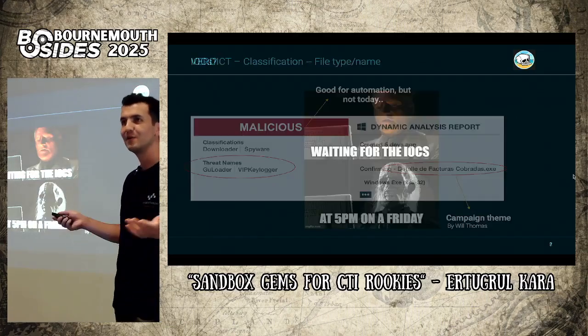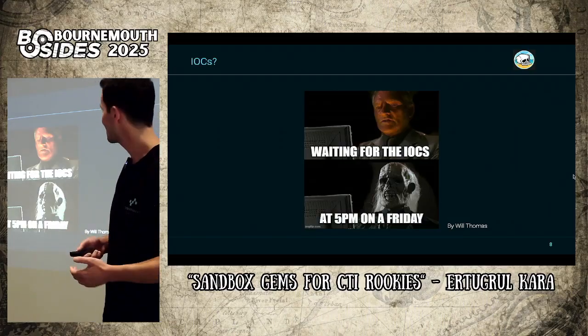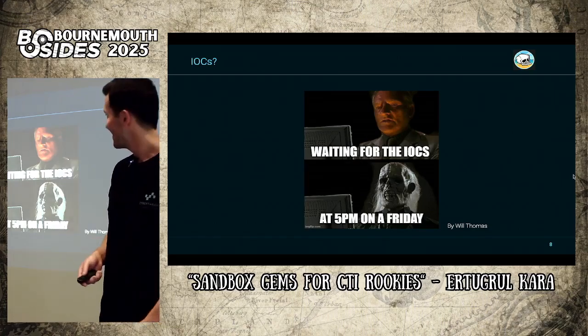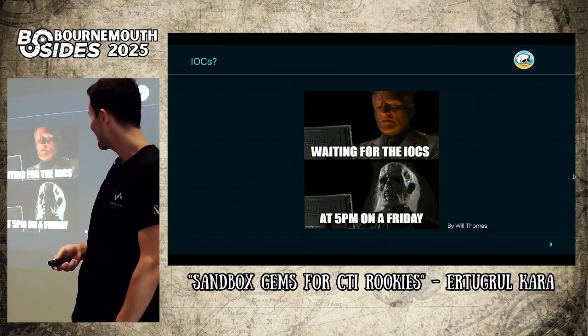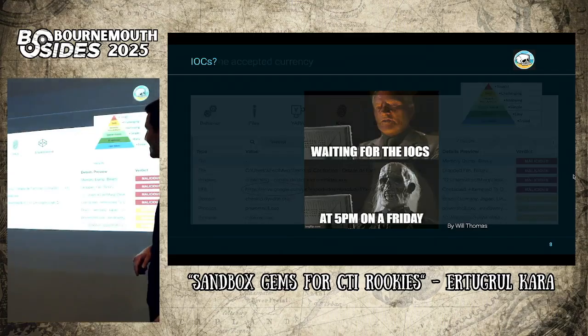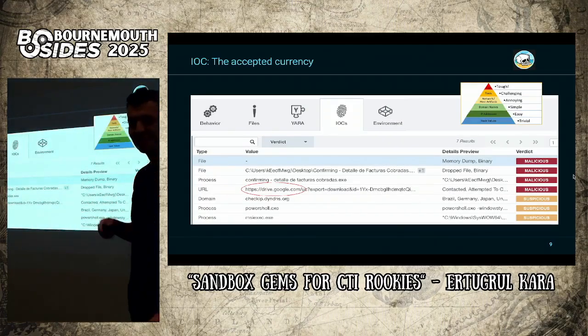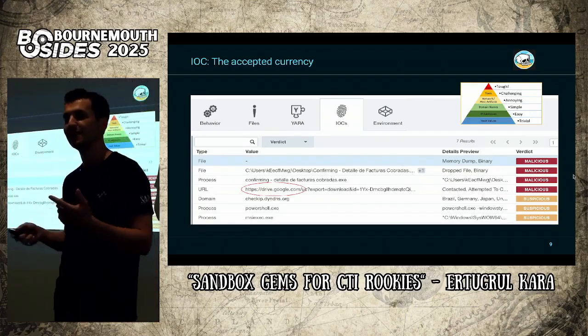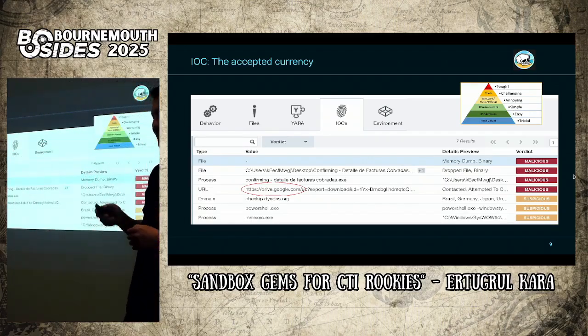So where are the IOCs? The juicy stuff. And this is by Will, our friend, so I find this meme relevant. Of course it would be good to have IOCs, and typically, as a threat intel analyst, probably the first thing you would want to check is specifically the IOC section of the report.